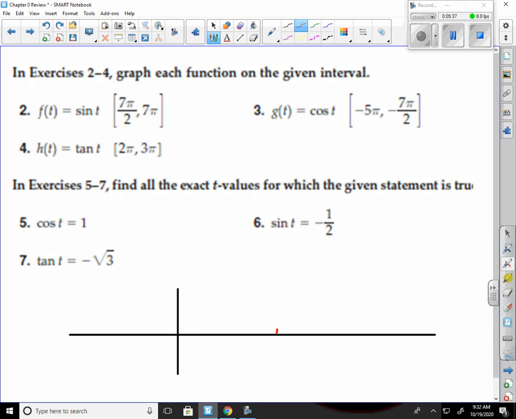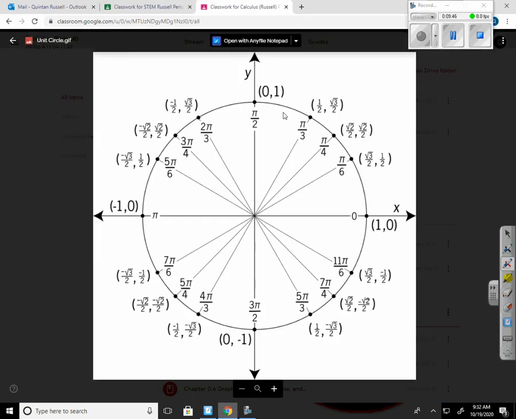If I have 7 pi over 2, that is my starting point. It's going to be out here somewhere. And if I look at my unit circle, 4 pi over 2 would be 2 pi. 8 pi over 2 would be a total of 4 pi. I'm just looking at 7 pi over 2. Okay, let's look at this a different way. This is 4 pi over 2, 5 pi over 2, 6 pi over 2, 7 pi over 2.